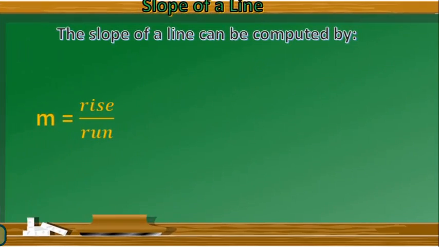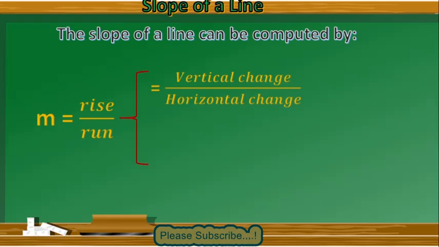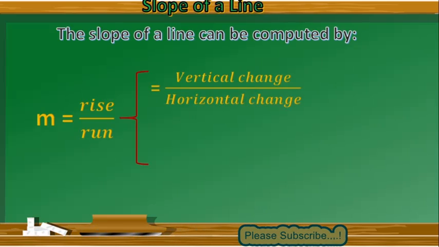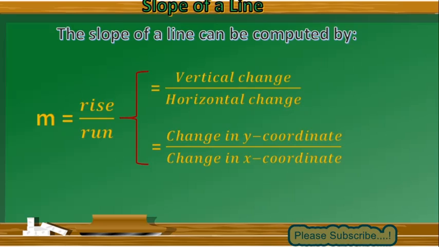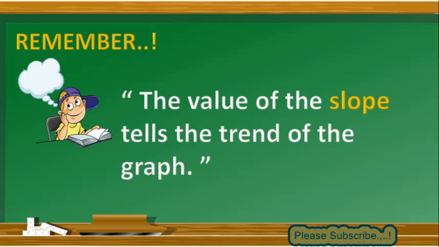The slope of a line can be computed by m equals rise over run. This means vertical change over horizontal change, or it can be change in y coordinate over change in x coordinate. Remember, the value of the slope tells the trend of the graph.